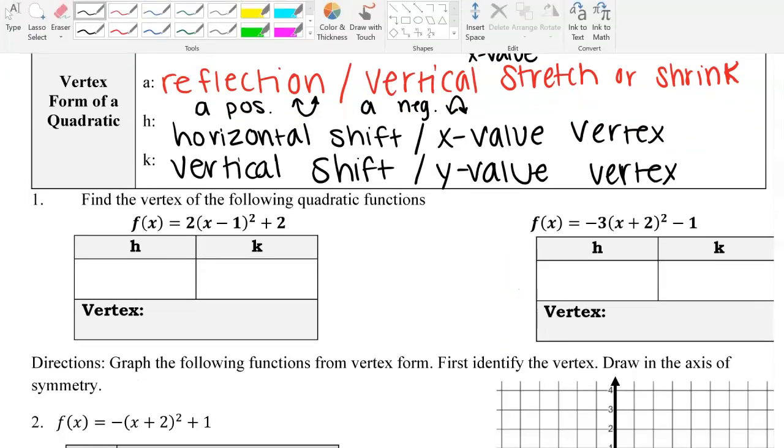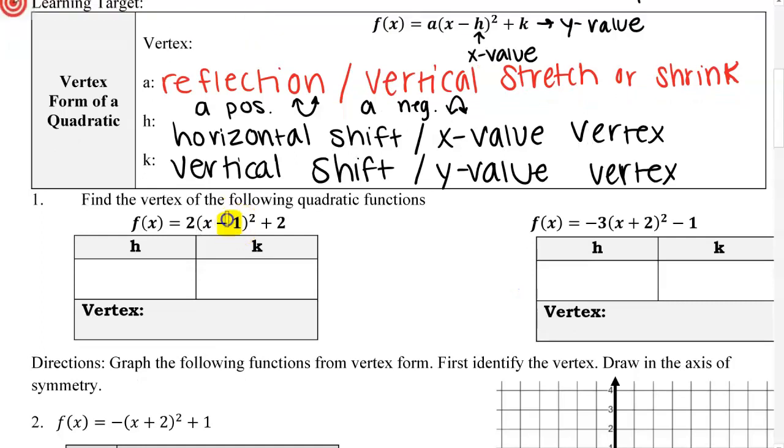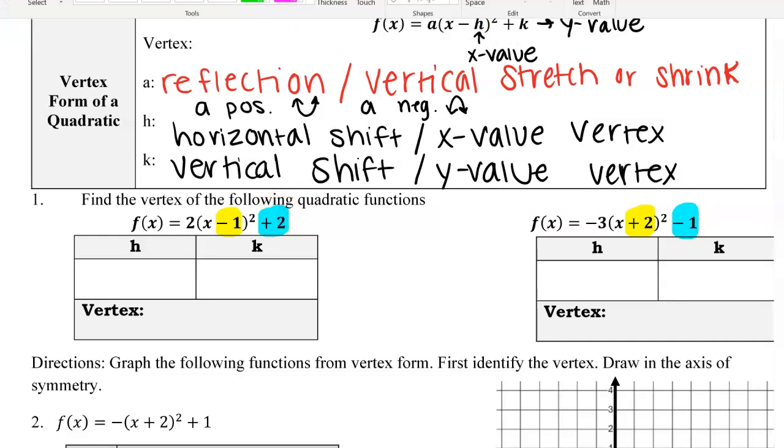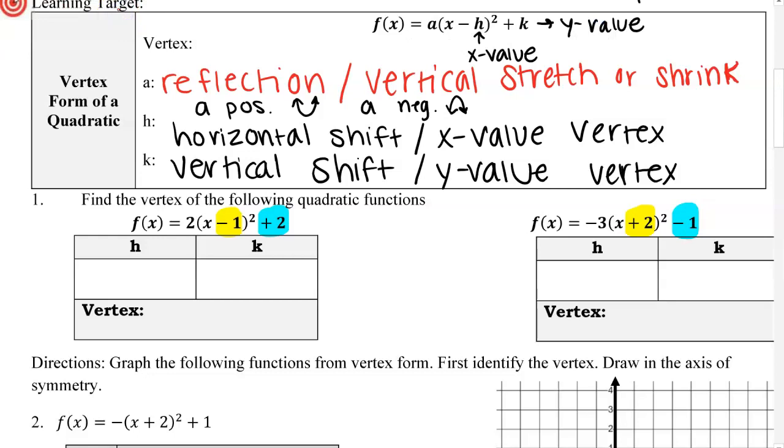In these first two examples, we're going to look at the vertex first. So you want to look at the value that's by the x in the parentheses, and then the value that is outside the parentheses, which is your k value, or what's going to be the y value of your vertex. In this first one, I see what looks like a -1. Because the formula has a negative in it already, we know that the h value is 1, which is the opposite of what we see. The k value is 2. So the vertex is at (1, 2). I also want to note that your a value here is 2, which tells me that this parabola opens up like a cup.